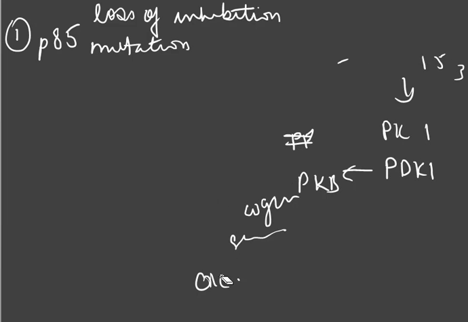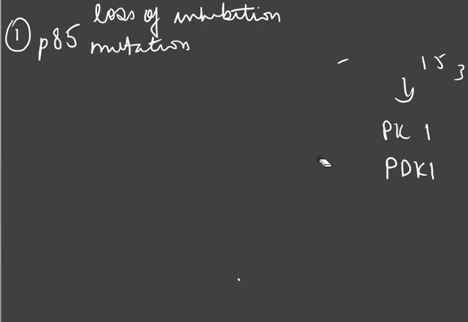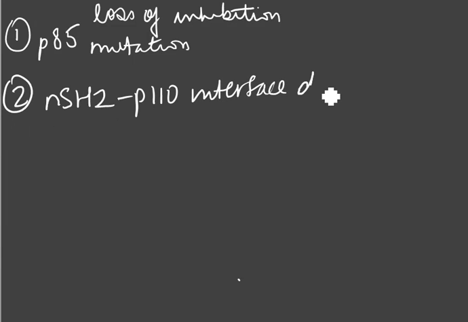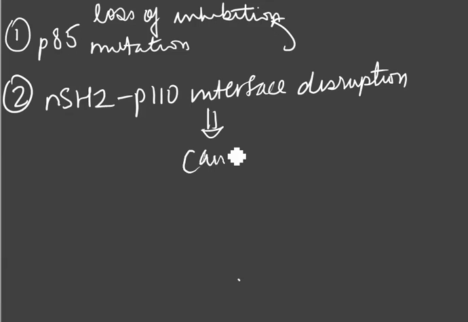Now, you can have a mutation in the P85 subunit, or you can have a mutation in the interface between the SH2 domain of the P85 and your catalytic subunit. So even if you have a disruption of the interface, specifically between the N-terminus SH2 domain and the P110 interface, that disruption will also cause loss of inhibition, and you will get a malignant phenotype or cancer. It will make it oncogenic. Okay. So that is about what causes oncogenic mutations in PI3Ks.